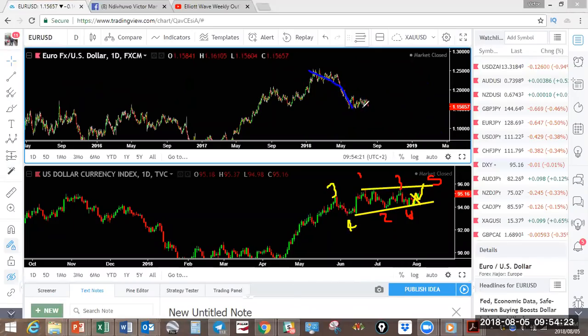So what we're doing here is just waiting for this correction to complete, because when this correction completes, we may get another move similar to this all the way down. That's what we're waiting for, and this is a daily move, over 500-600 pips that we're going to be looking at.